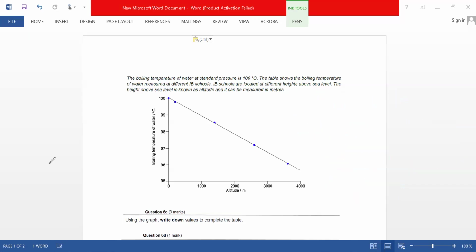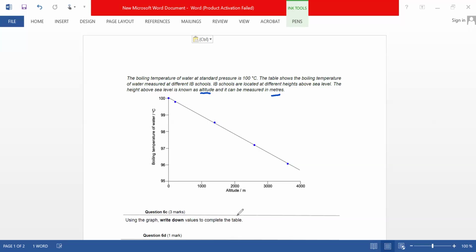We're given a question here. It says that the boiling temperature of water at a standard pressure is 100 degrees Celsius. The table shows the boiling temperature of water measured at different IB schools. IB schools are located at different heights above sea level. The height above sea level is known as altitude, and it can be measured in meters. Then you're given a graph here, which has altitude and boiling temperature of water. Then question one says, using the graph, write down values to complete the table.